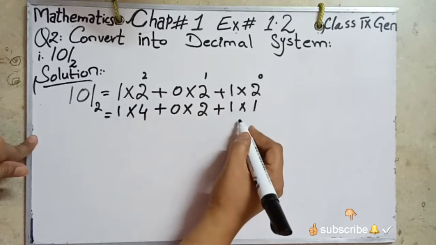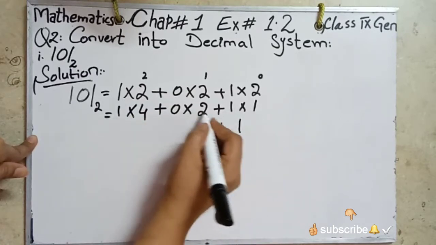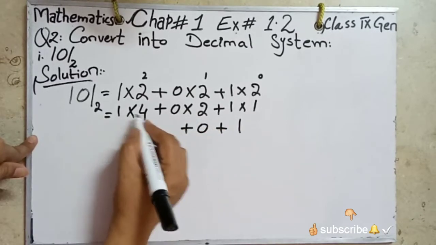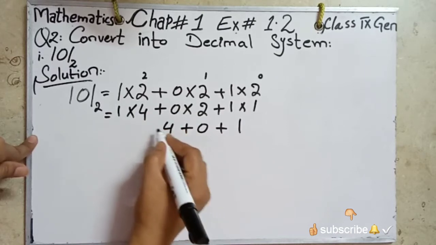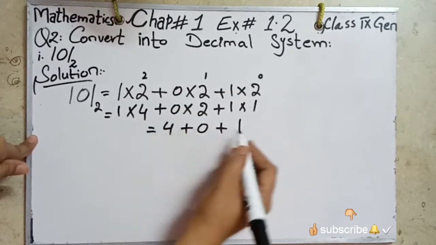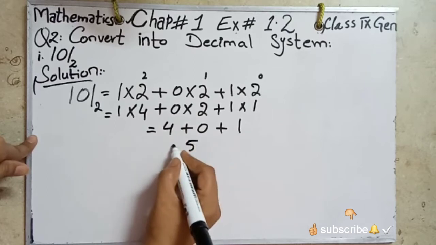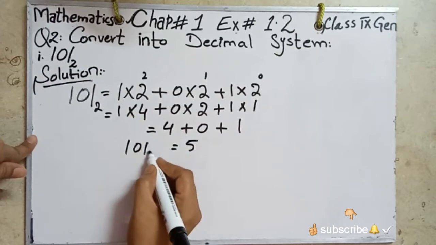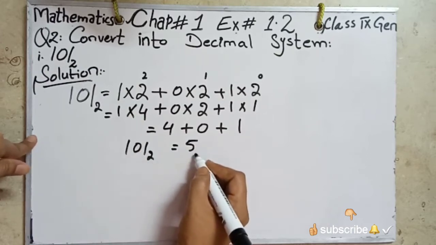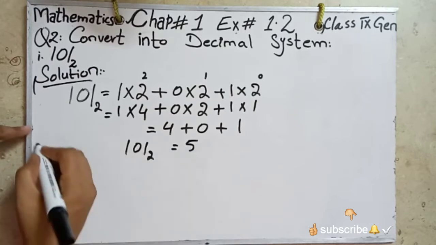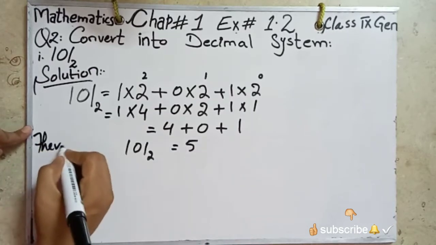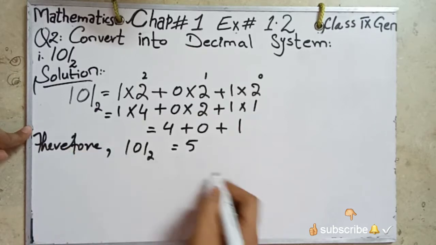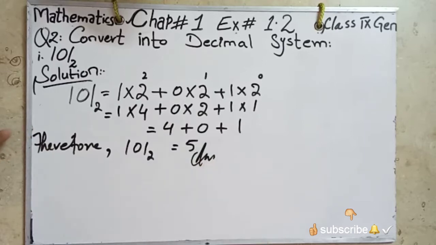So 2 2s are 4, multiplied by 1. Now 1 1s are 1, plus 0 2s are 0, plus 4 1s are 4. 4 plus 1 is 5. So 101 base 2 is equal to 5 in decimal system. Okay, finished first part.